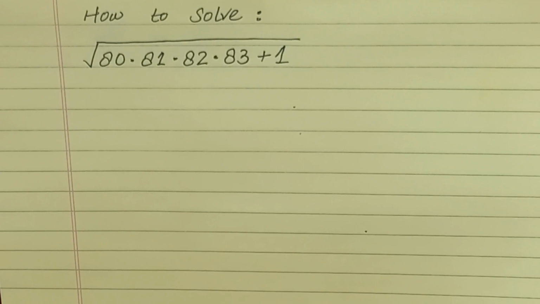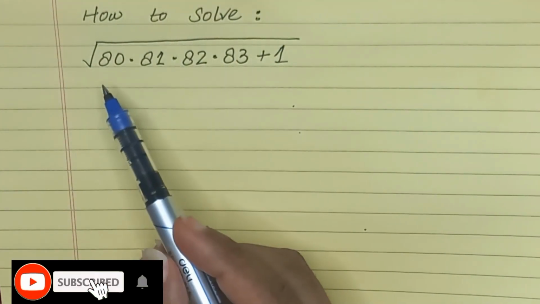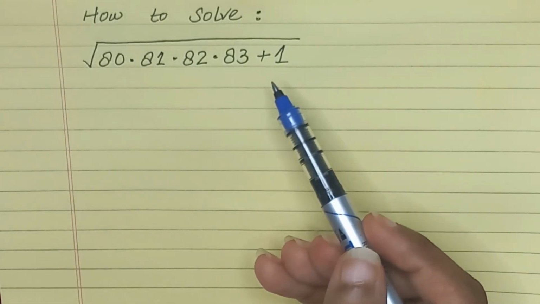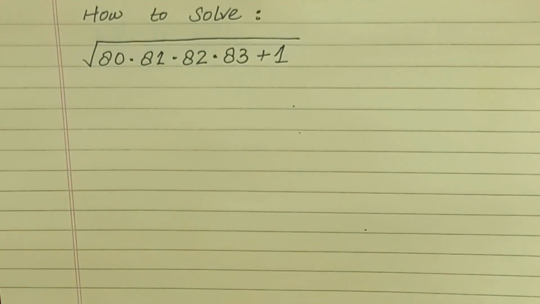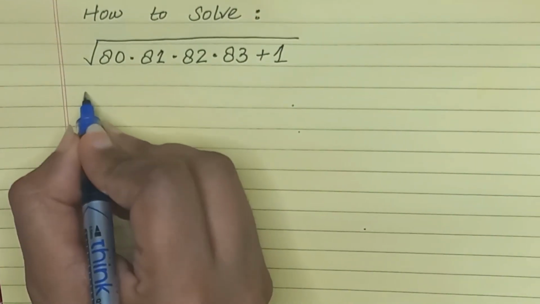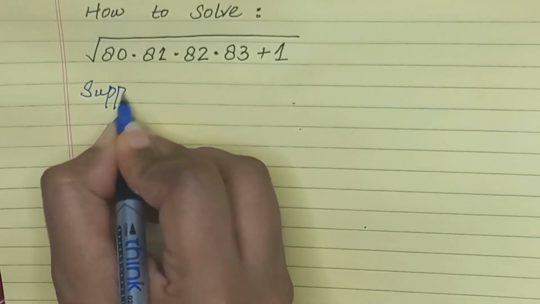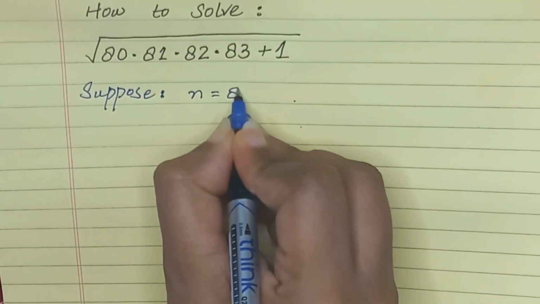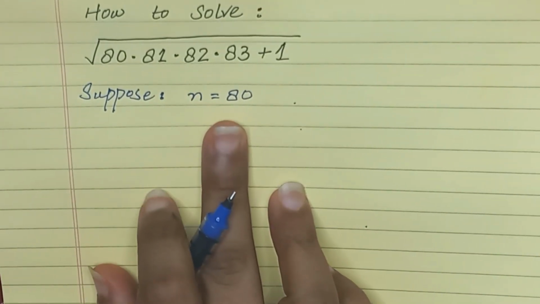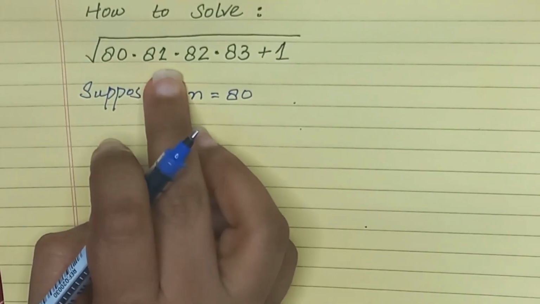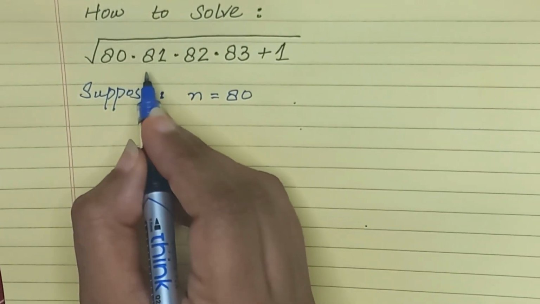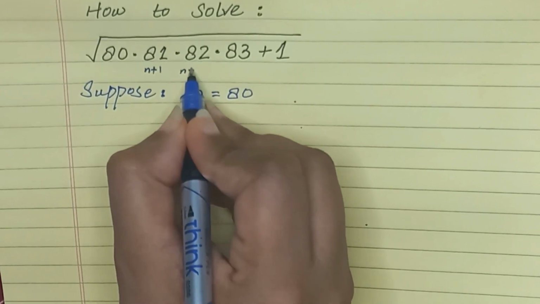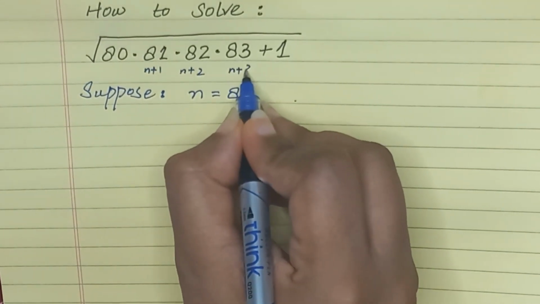Today we have a question: how to solve the square root of 80 into 81 into 82 into 83 plus 1 without using a calculator. So first of all, we will suppose here that n is equal to 80. If n is equal to 80, then 81 is 80 plus 1, which means n plus 1. So it will become n plus 1, n plus 2, and n plus 3.